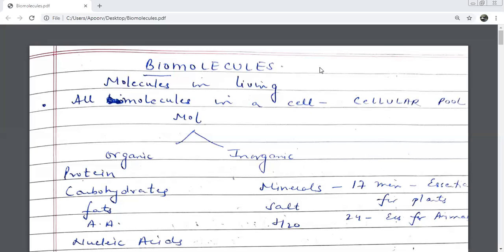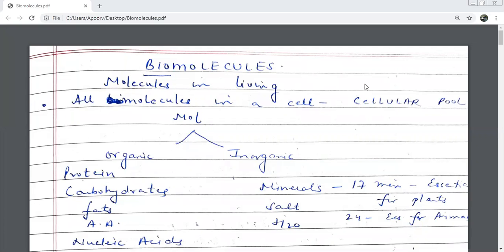Okay, as we had discussed yesterday, we're going to start with a new chapter. What is the name of the new chapter, beta? Biomolecules. Okay, we'll start. We'll try to finish it before Diwali. Okay, all are ready? Should we start? Yes, ma'am.